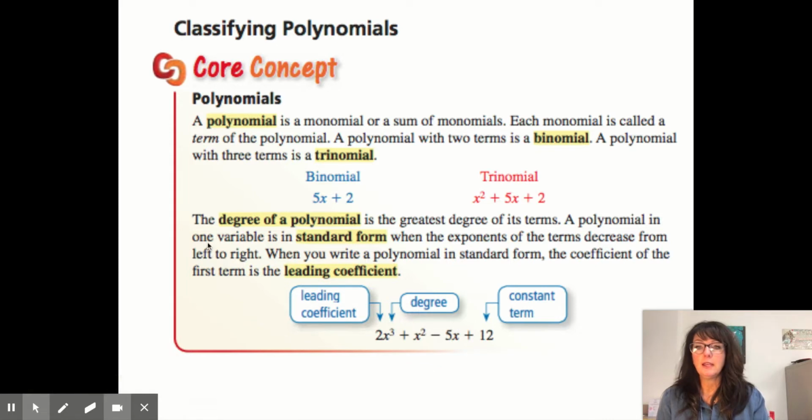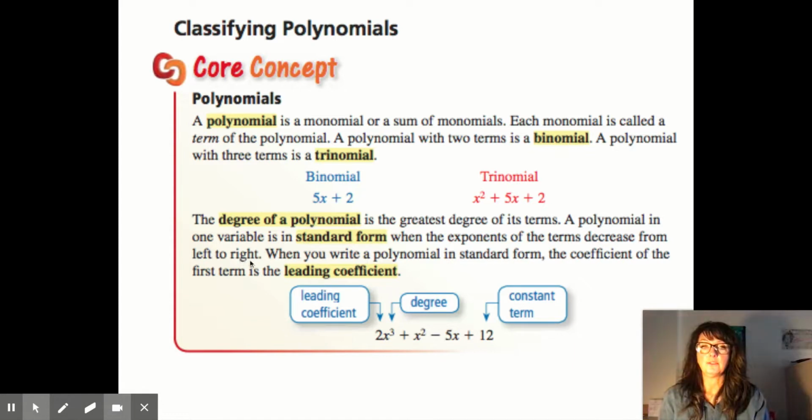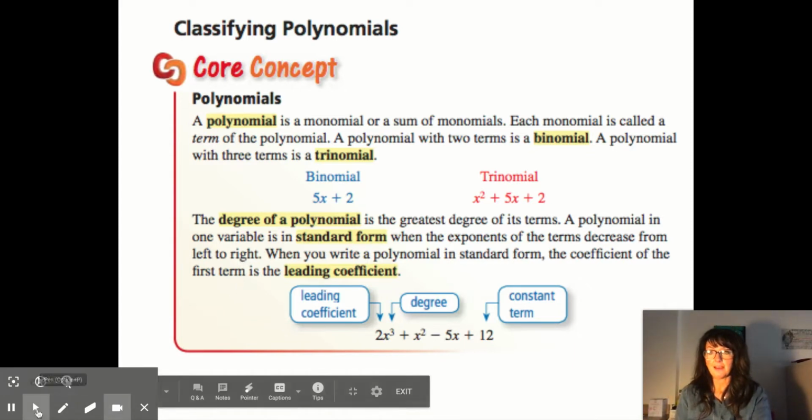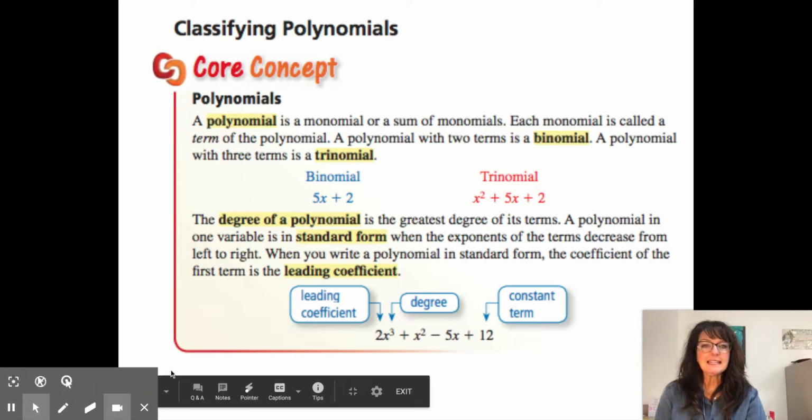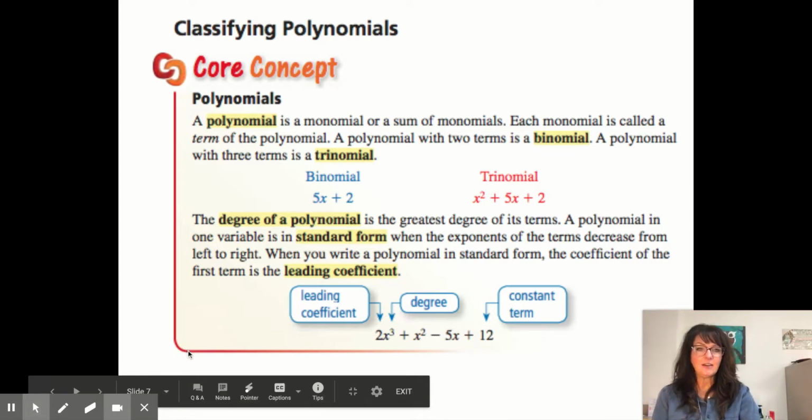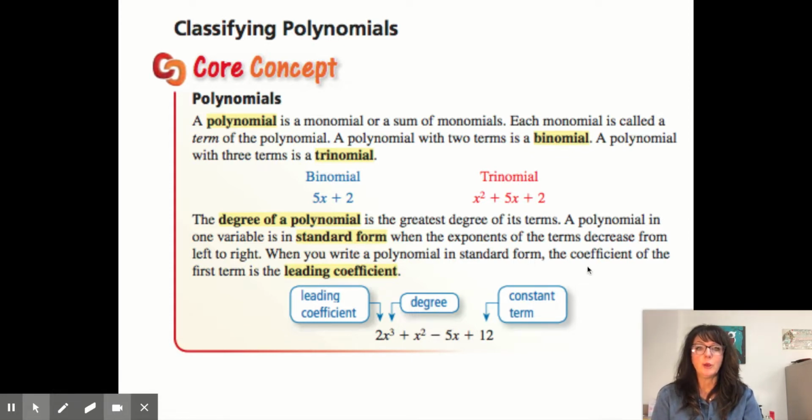So a polynomial in one variable is in standard form when the exponents decrease from left to right. One of the things I like to say is it's in descending order of the power of the variable. So we start with the cubed, then the squared, the first power, and then obviously an exponent of 0 right here. So the degree goes down when it's in one variable. If there are multiple different variables, a lot of times mathematicians seem to follow a rule of alphabetical order.